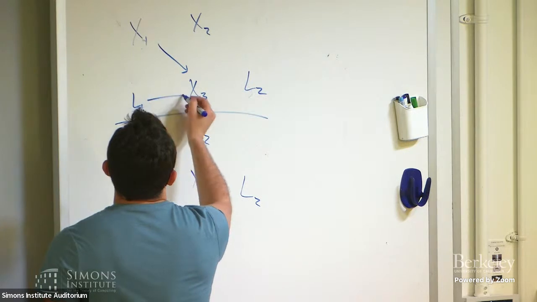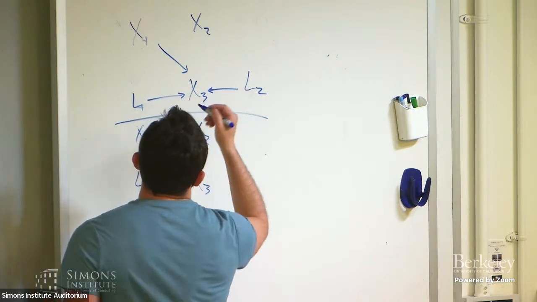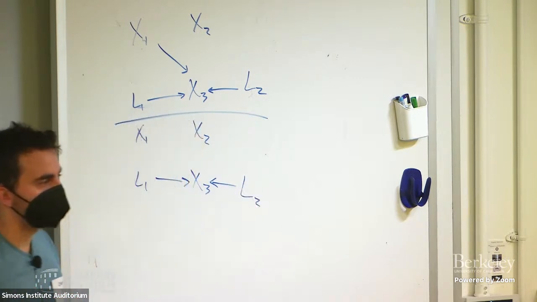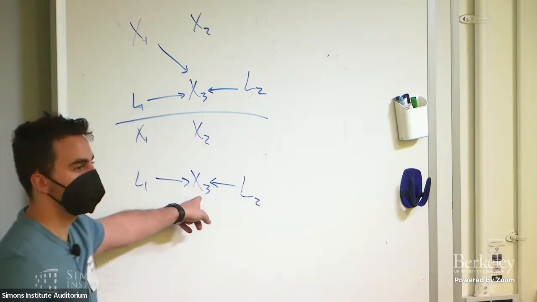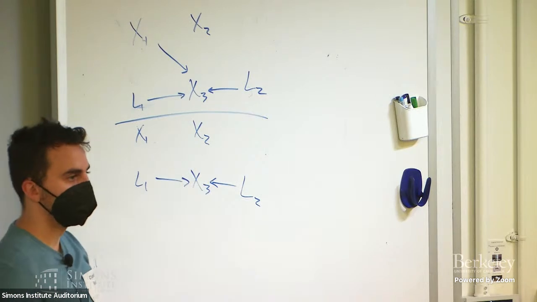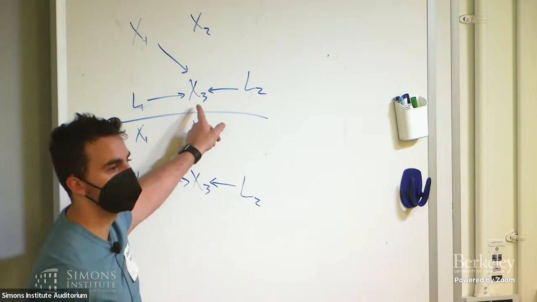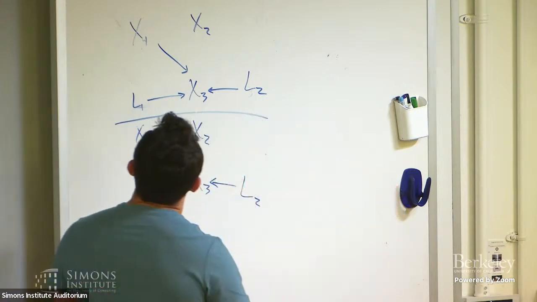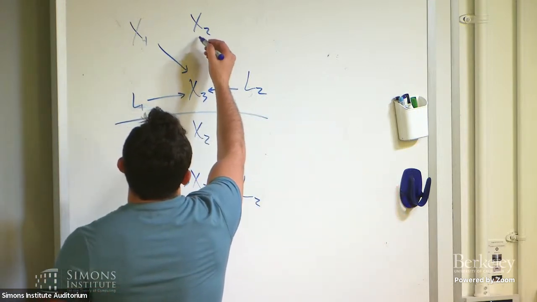So you just have still your edges into X3, right? In both of these graphs. But now X3 is going to be independent of X1 and X2, whereas in this one, it still depends on X1, X2 to X3. Yes, thanks.